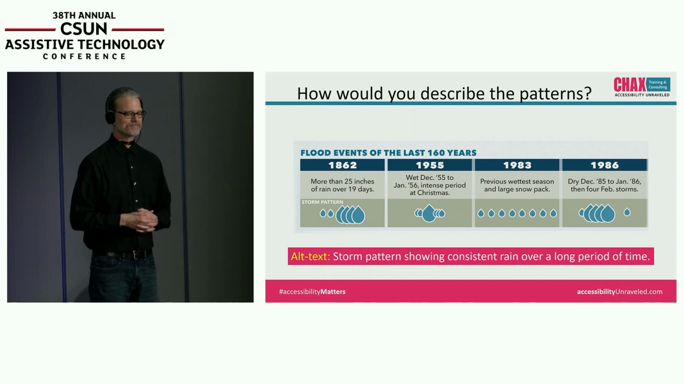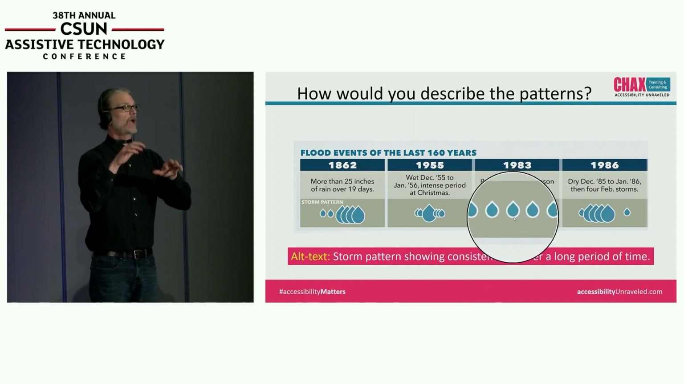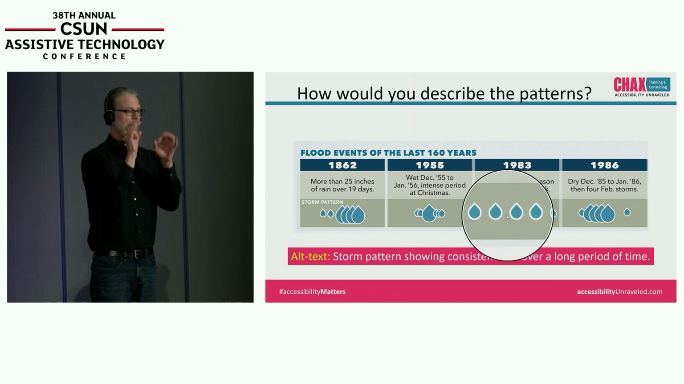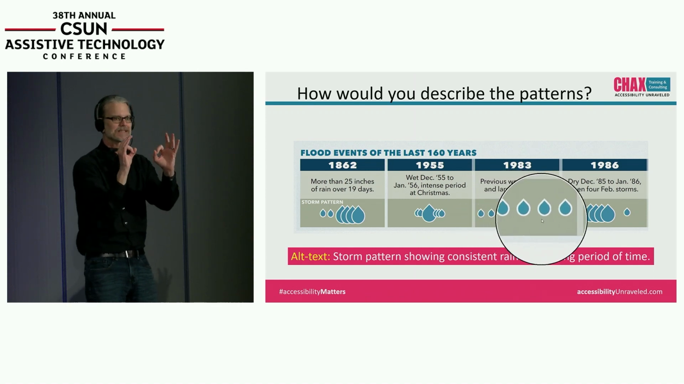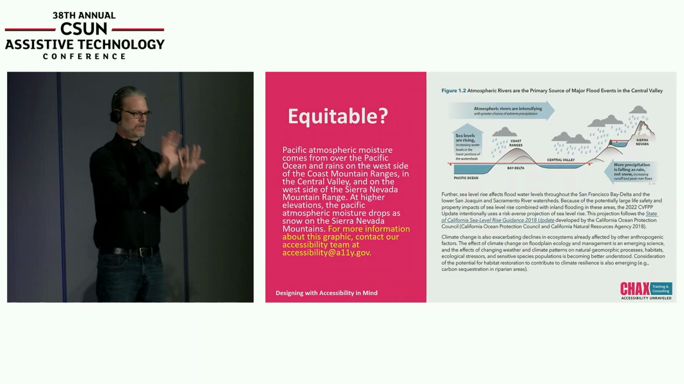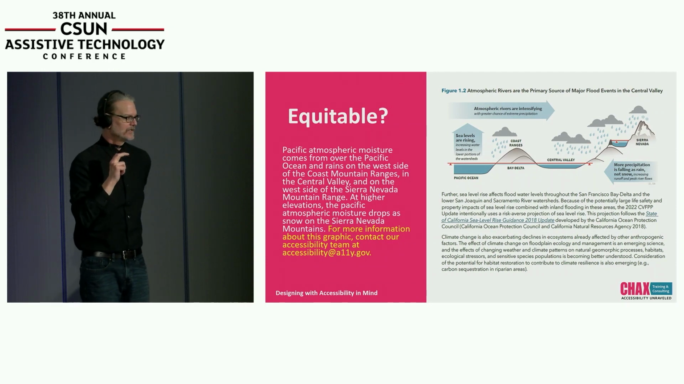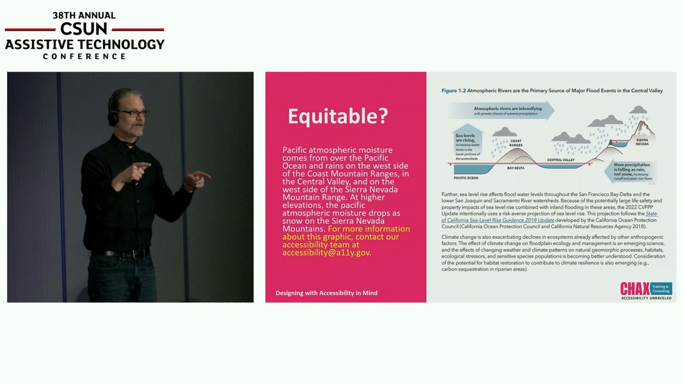One of the other ones you could do: storm patterns showing consistent rain over a long period of time. All of these water drops are the same size and equally spaced. We're able to take the visual representation and convert it into a description. The equitable experience can sometimes mean adding body copy to our presentation.